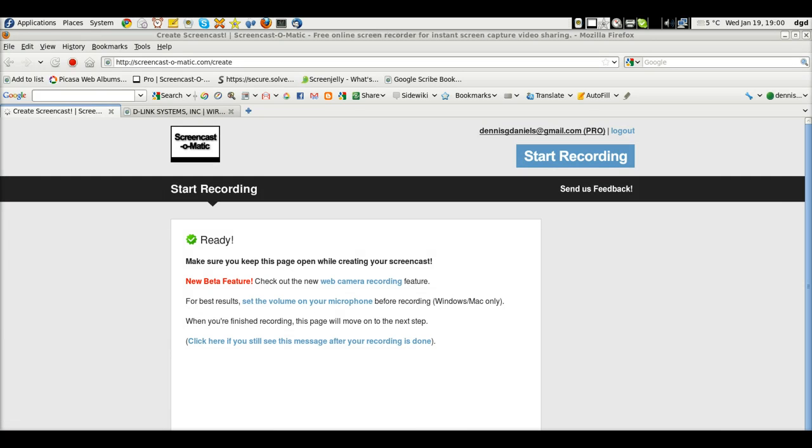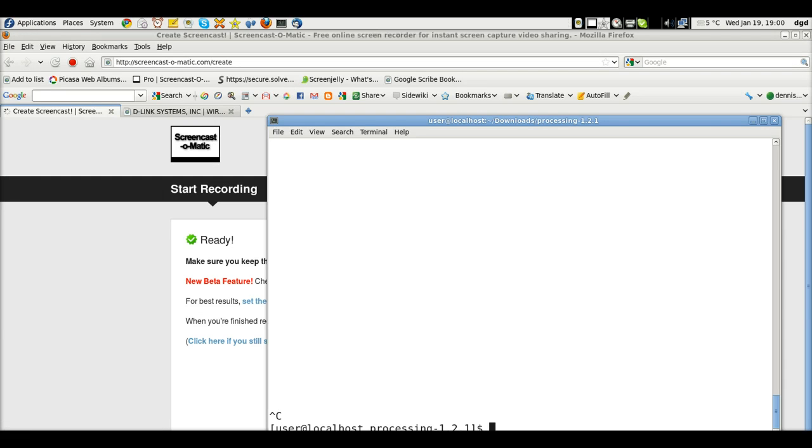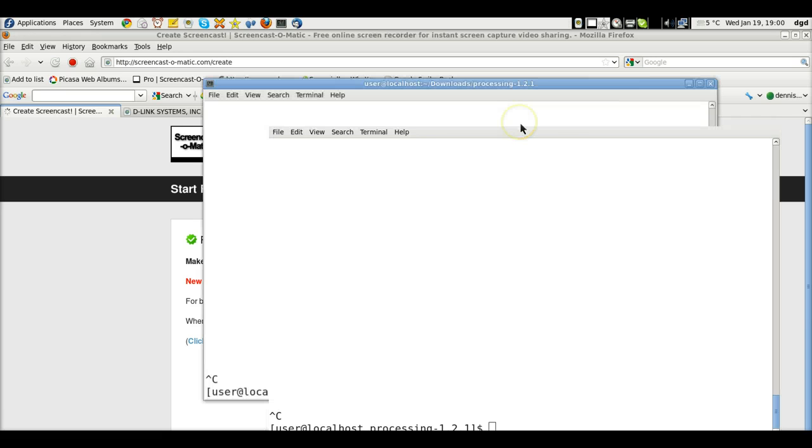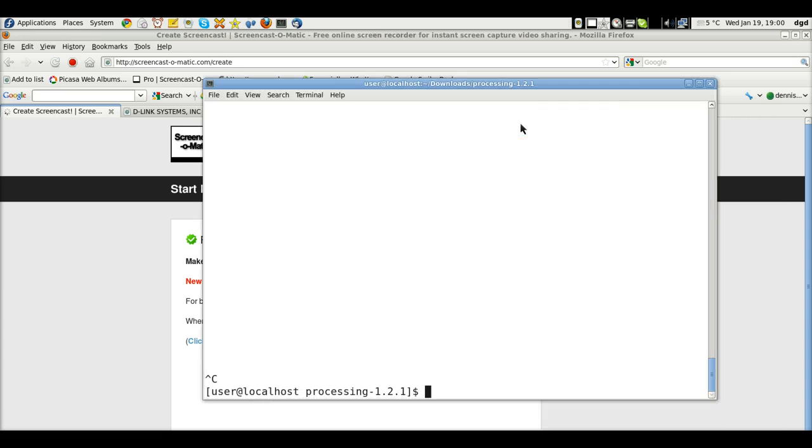Greetings, Dennis Daniels here. I was running processing, and this is Fedora 14, uname -r.